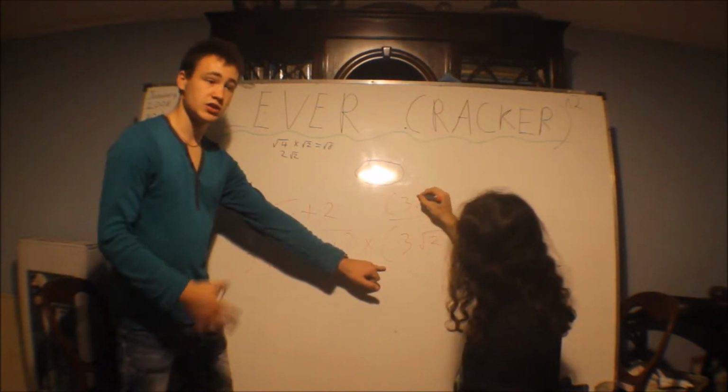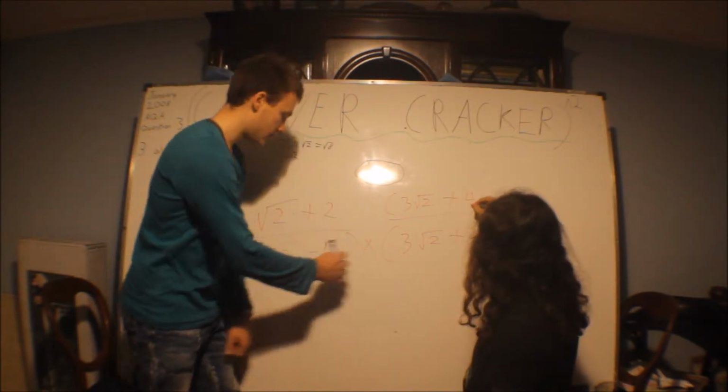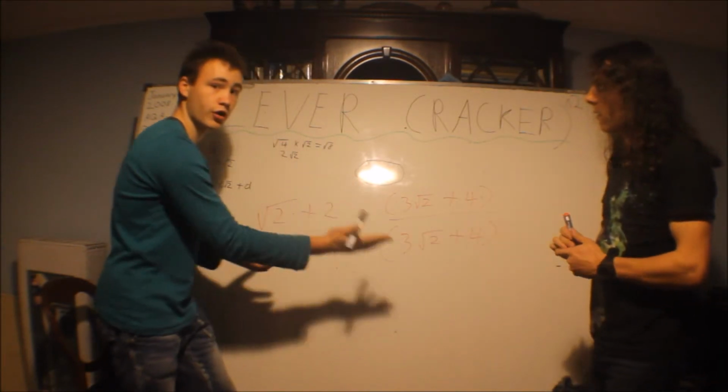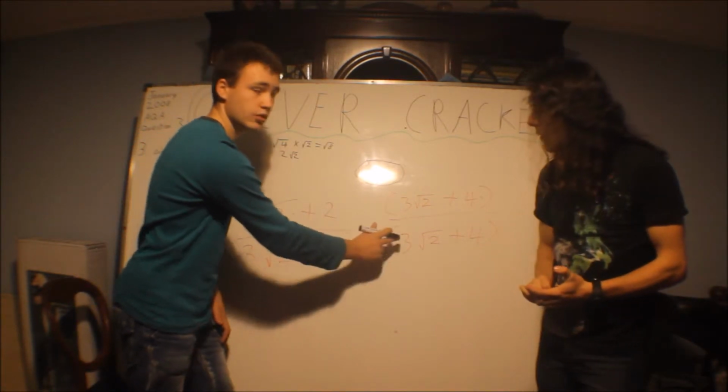So what Triv's done here is he's times by the conjugate pair. You see this minus, it's been flipped for a plus. It's called the conjugate pair. And you do the same to the top as you do to the bottom, always.